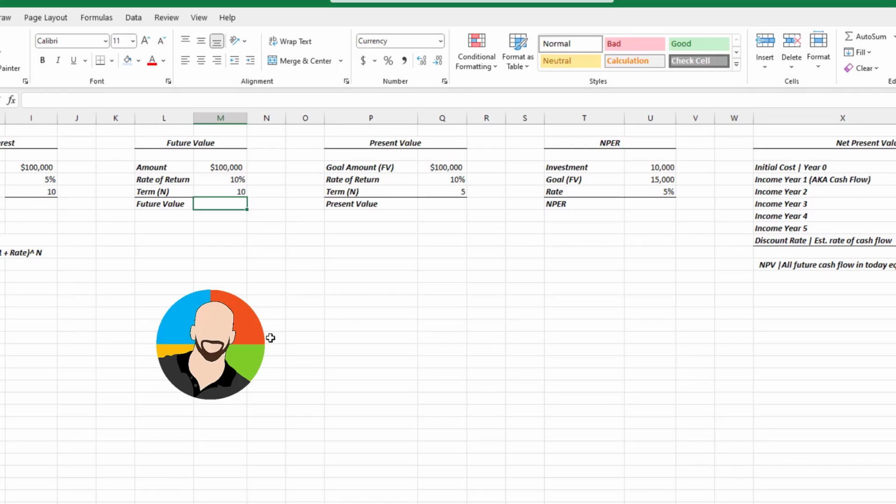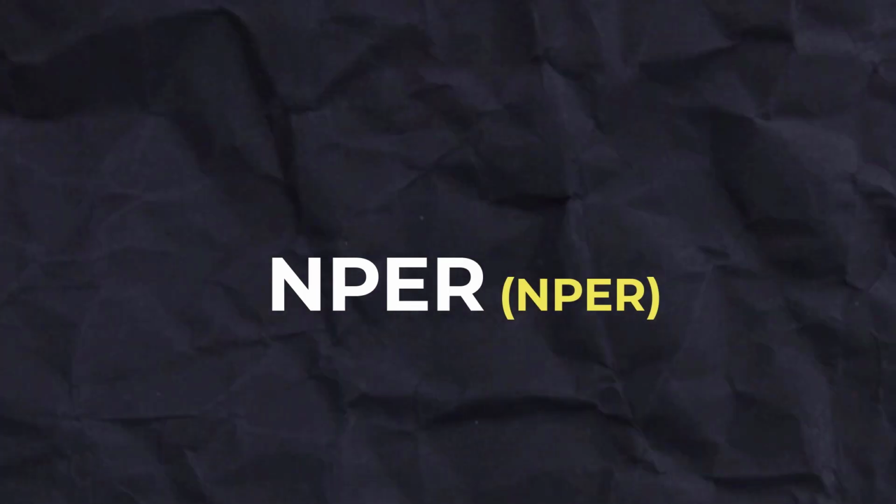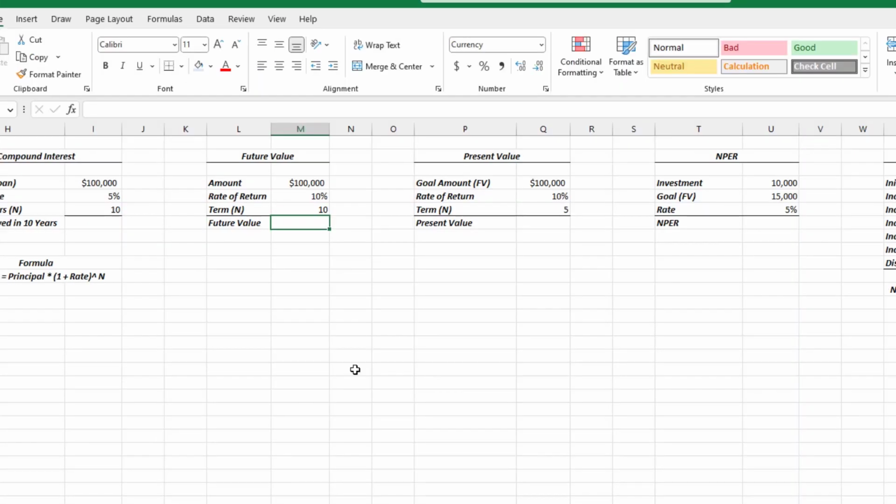So now that we have that under our belt, in this lesson, we'll take a look at 3 very common functions, which are present value, future value, and NPER. And we'll start off with future value. So what exactly is future value?